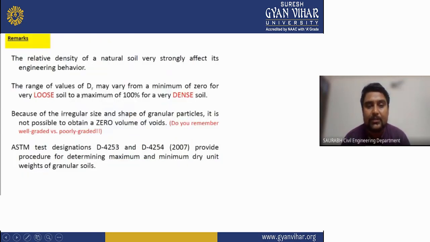There are some remarks which you need to know. The relative density of natural soil has a very strong effect on the engineering behavior. The value of Dr may vary from a minimum of 0 for loose soil to a maximum of 100% for very dense soil. Because of the irregular size and shape of granular particles, it is not possible to obtain zero volume of voids. ASTM test designations D4253 and D4254, 2007, provide a procedure for determining maximum density.